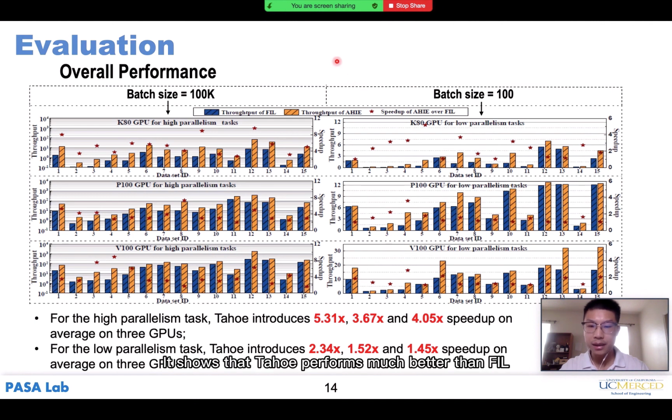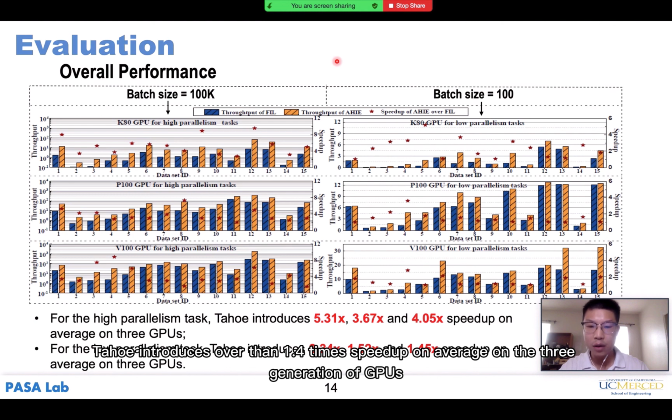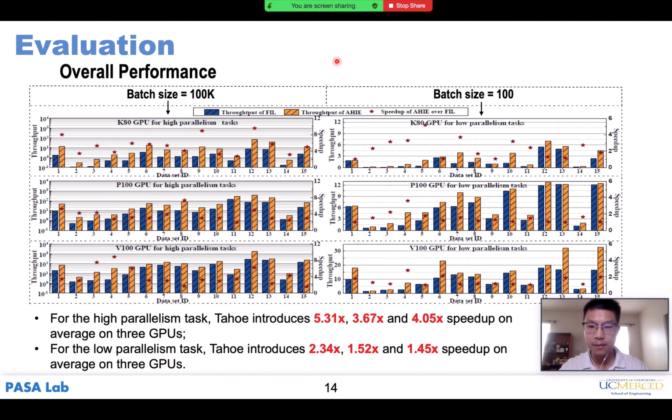It shows that Tahoe performs much better than FIL. For the high parallelism tasks, Tahoe introduces over 3 times speedup on average on 3 generations of GPUs compared to the FIL baseline. For the low parallelism tasks, Tahoe introduces over 1.4 times speedup on average on the 3 generations of GPUs.